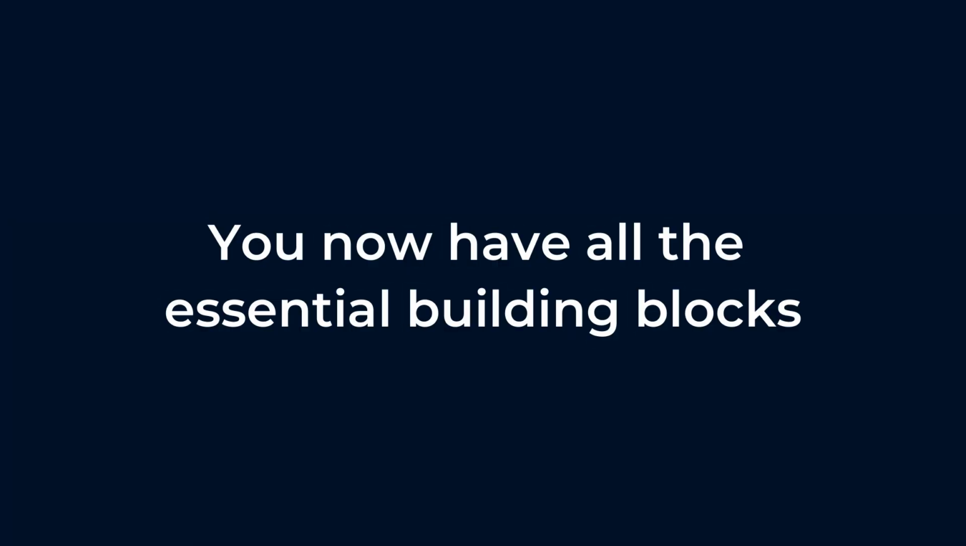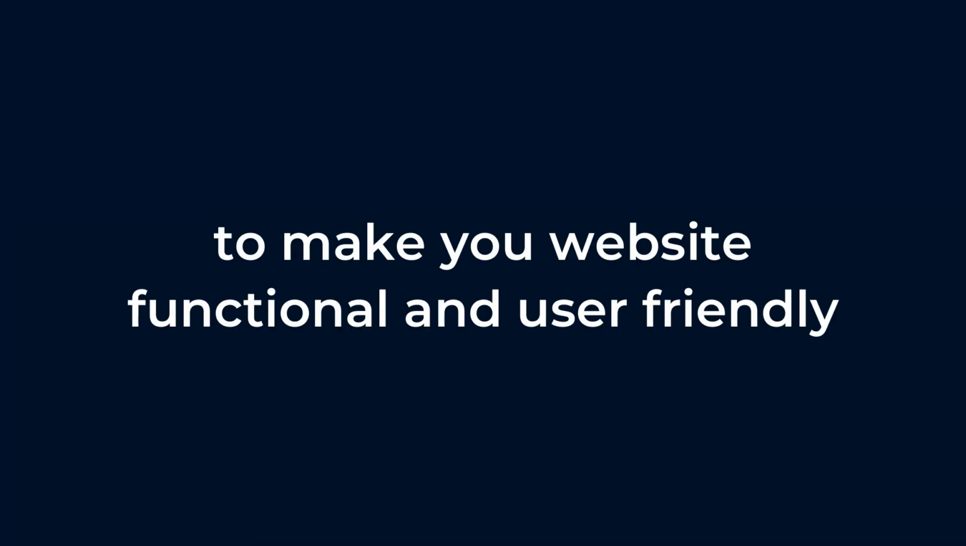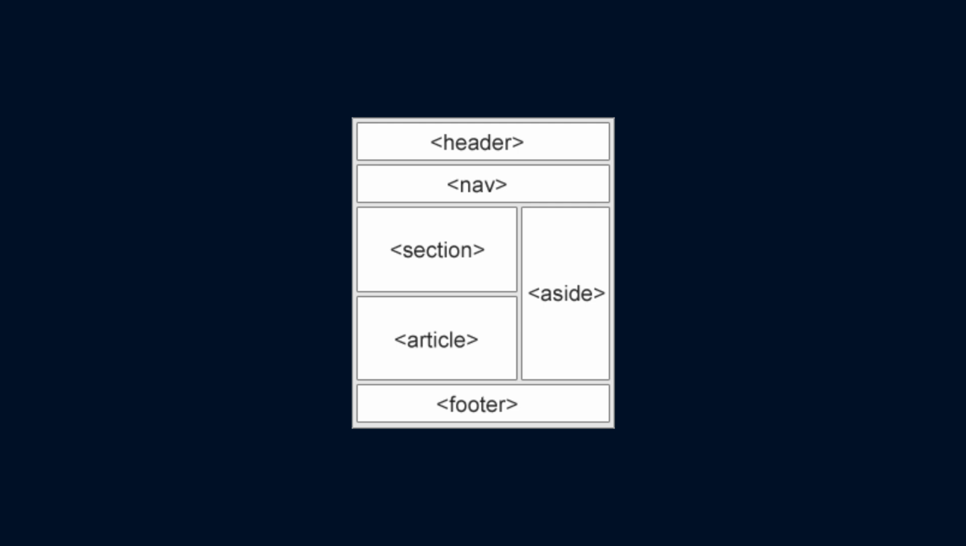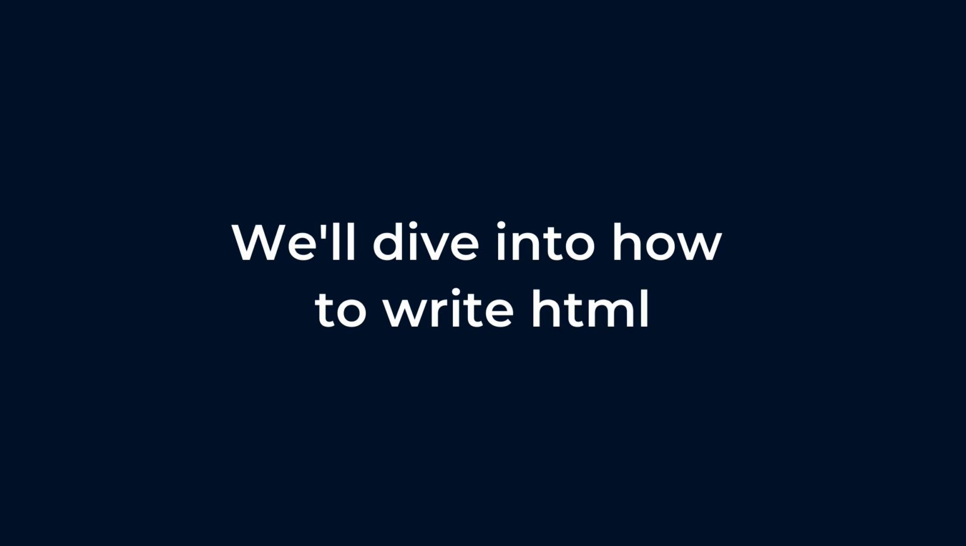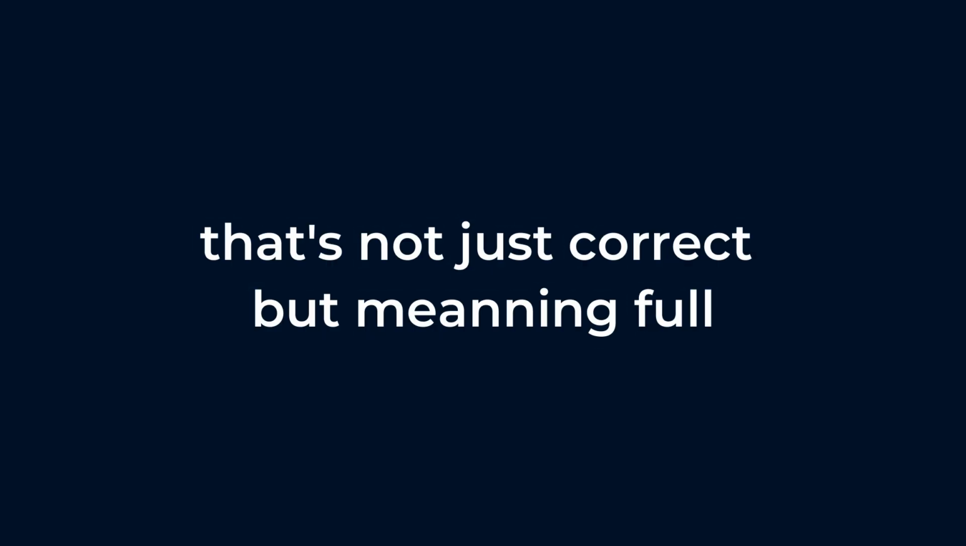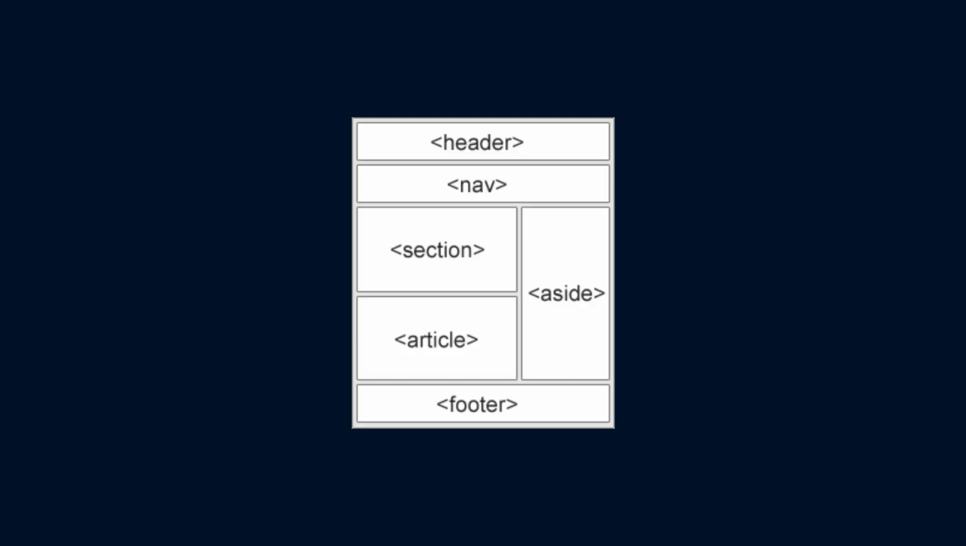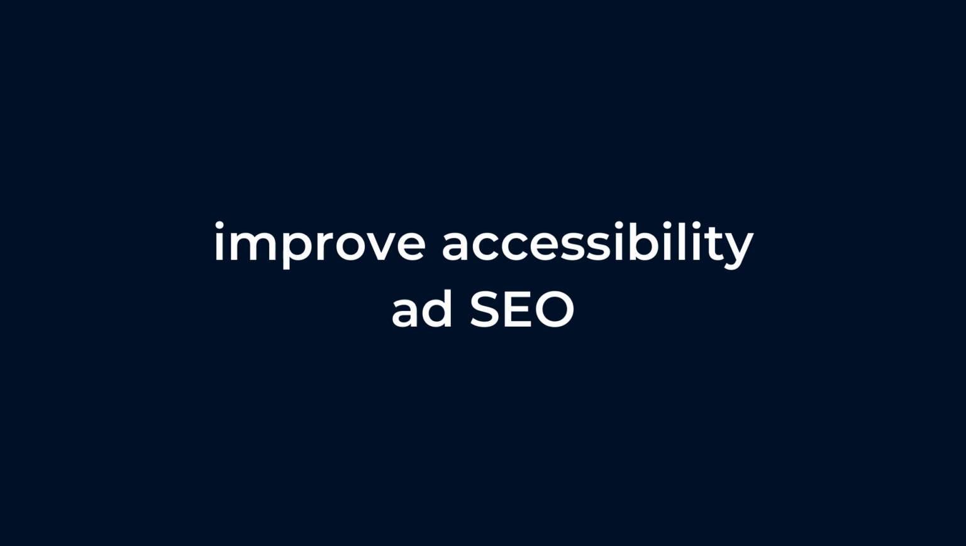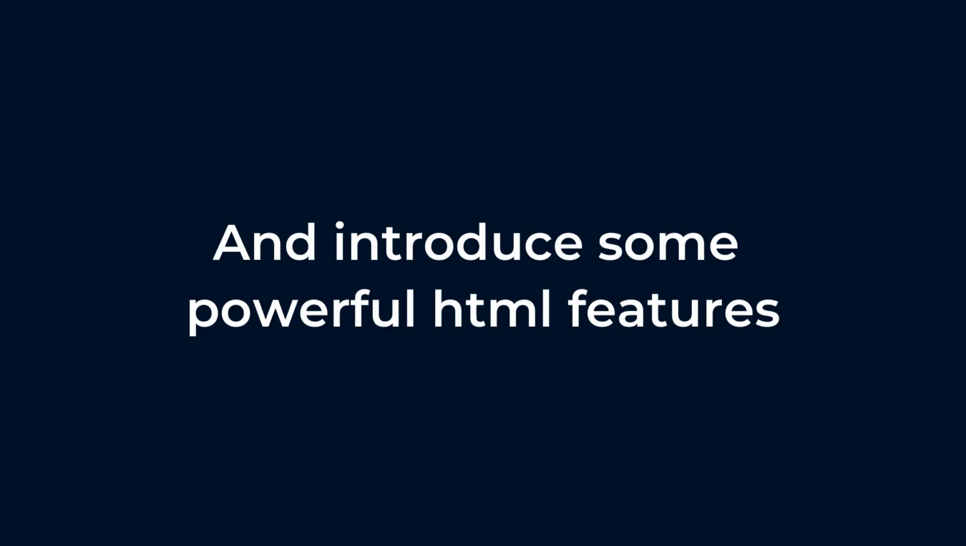You now have all the essential building blocks to make your websites functional and user-friendly, but we're just getting started. In the next video, Episode 4, Semantic HTML and HTML5, Best Practices for Modern Web, we'll dive into how to write HTML that's not just correct, but meaningful. You'll learn how semantic tags like header, footer, nav, article, and section improve accessibility and SEO. And we'll introduce some powerful HTML5 features like video, audio, and canvas.